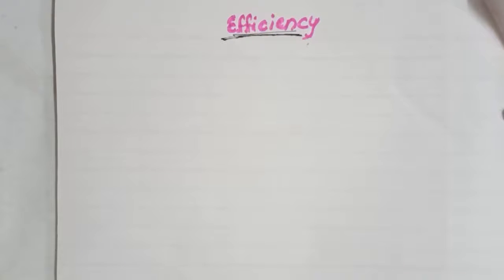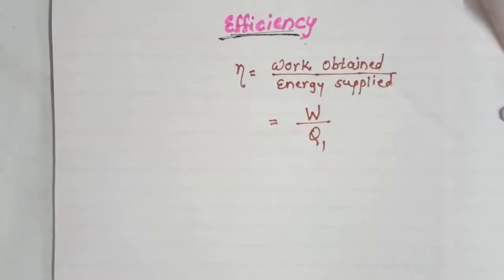Hi students, today we will study efficiency of Carnot engine. Efficiency of Carnot engine is stated by the relation: efficiency eta is equal to work obtained divided by energy supplied, that is equal to W upon Q1.